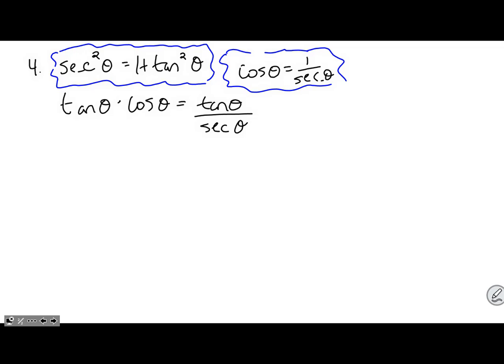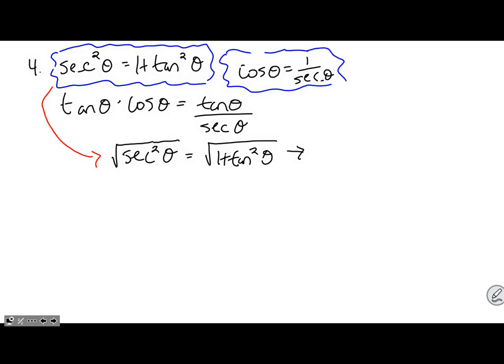This will allow us to rewrite secant theta in terms of tangent. But notice that I have secant squared, so I have to square root both sides of this identity in order to get just secant. So the square root of secant squared theta equals the square root of 1 plus tangent squared theta.